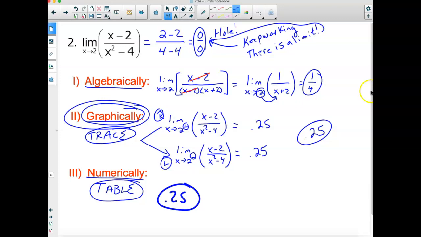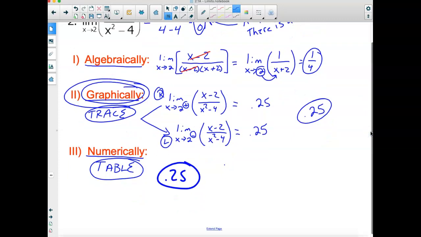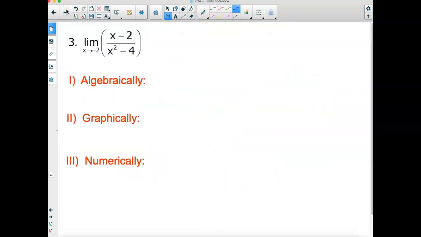And properly written, we should really be writing the limit as x approaches 2 of x minus 2 over x squared minus 4 equals 0.25. That's my limit, okay? So we're going to go on to the next one.